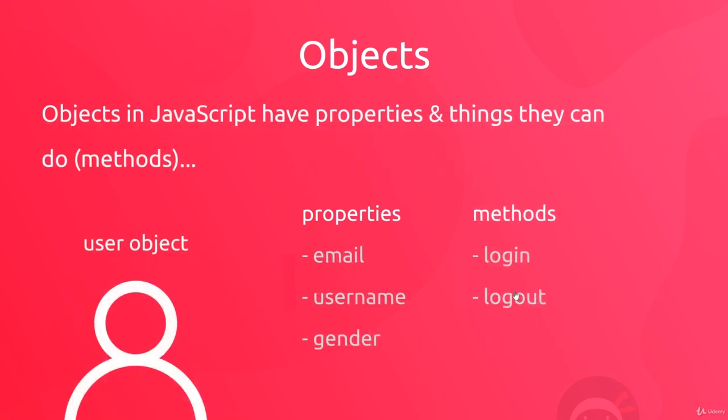So for example, we could have a user object in JavaScript and those properties would be an email, a username and a gender. And it also has things it can do, but in JavaScript, these are called methods, which remember, are just functions. So for example, a user object might have these methods, a login method and a logout method.